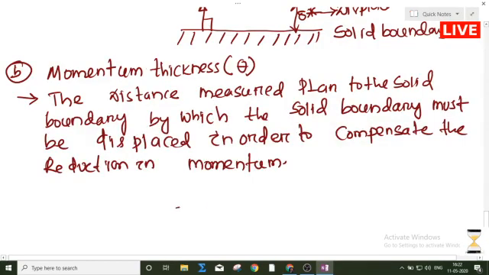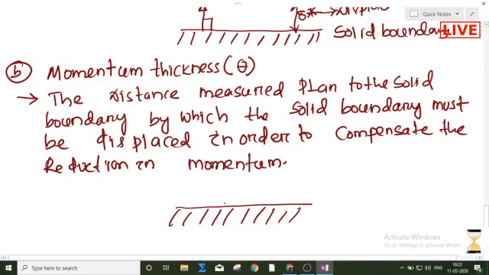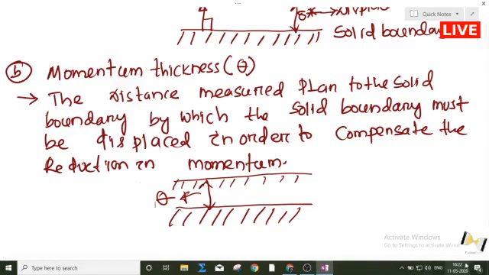It means that if there is reduction in mass, definitely there will be reduction in momentum, because momentum is equal to mass into velocity. So in order to compensate that reduction in momentum, the amount of distance displaced by the solid boundary in this perpendicular direction is called momentum thickness.